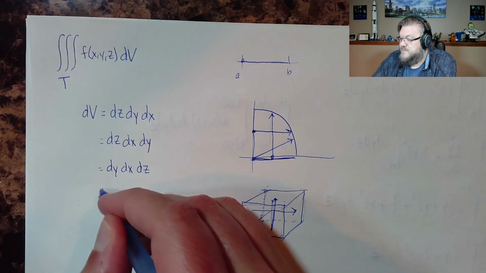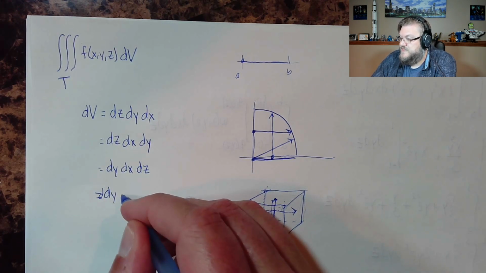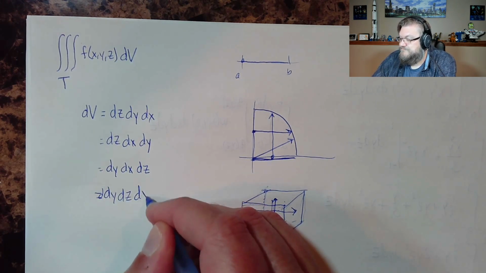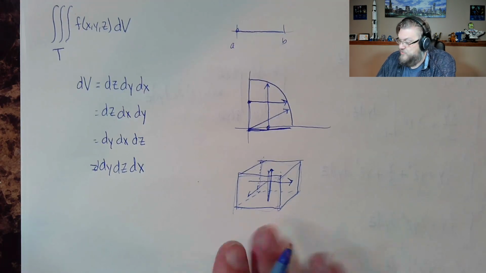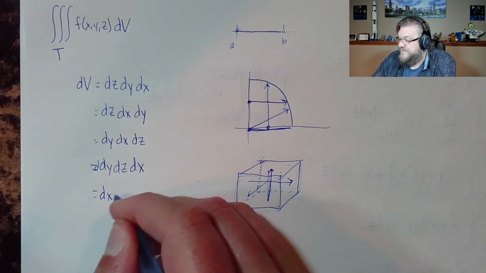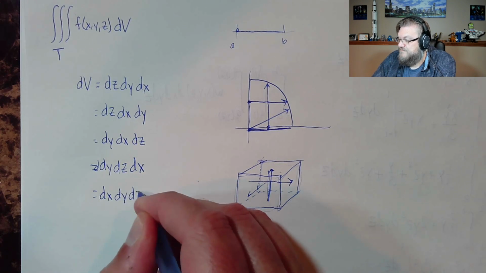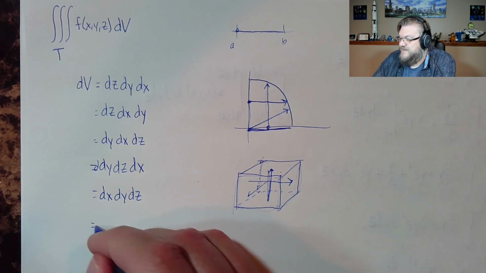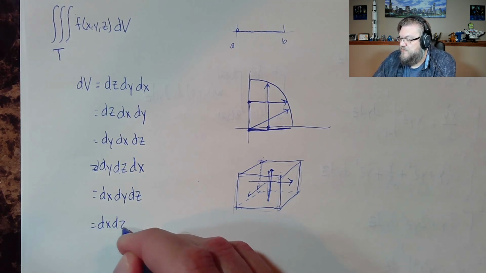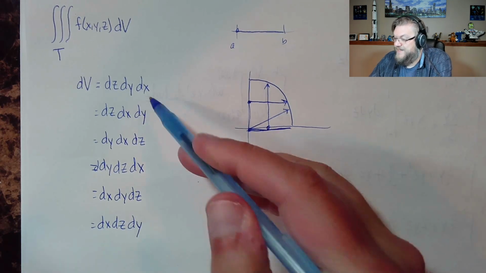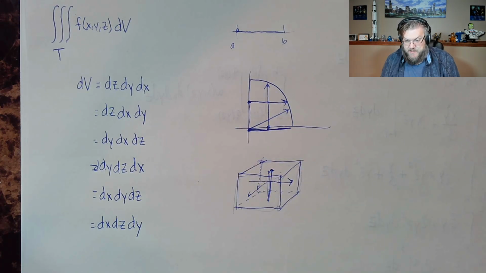It could be dy, dz, dx. Could also be dx, dy, dz. And finally, dx, dz, dy. Right? There are 6 combinations of those 3 differentials. And so there's lots of different ways to unpack a dv.